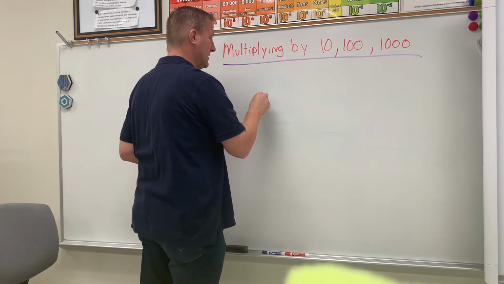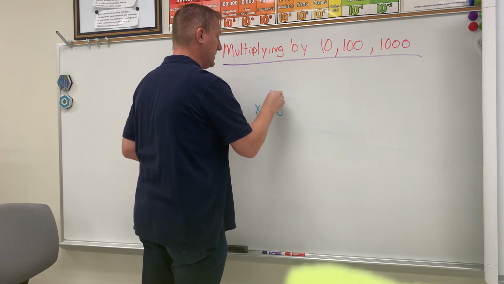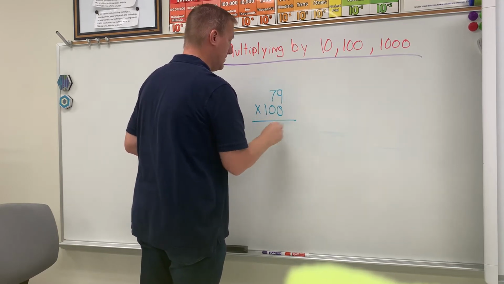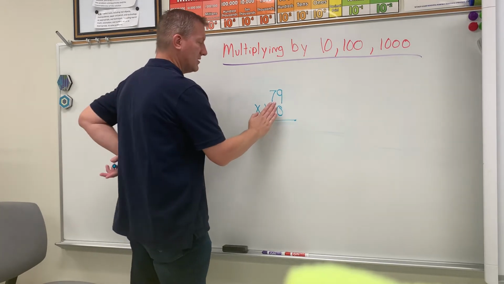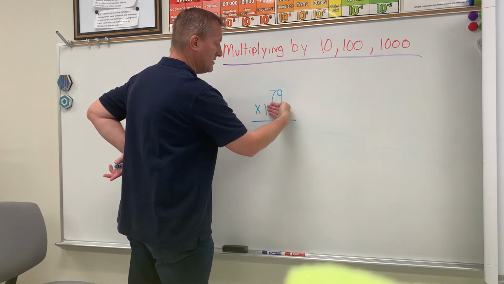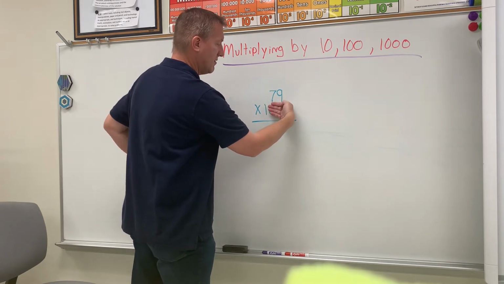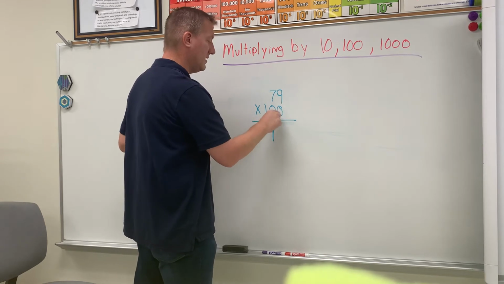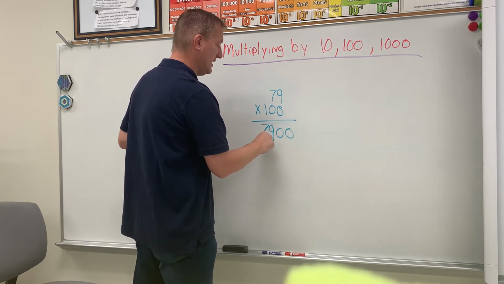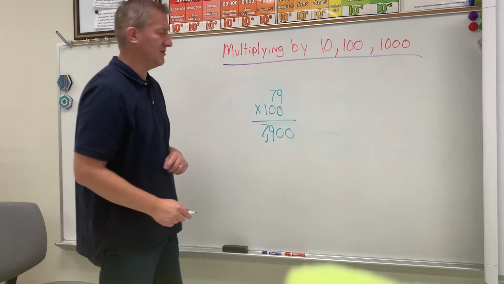And you can put the 100 on the top or the bottom, it doesn't matter. So you're gonna again cover up those zeros. 79 times 1 is 79. Put the 2 zeros on the end, and there you have your answer, 7,900.